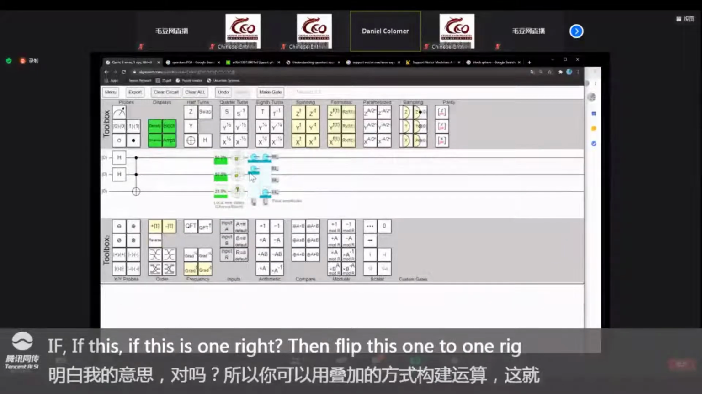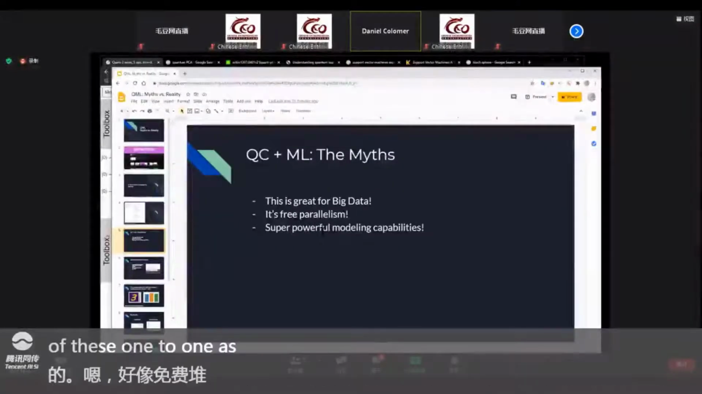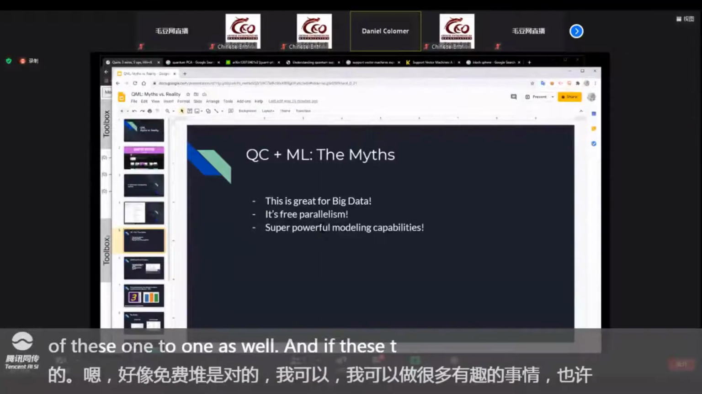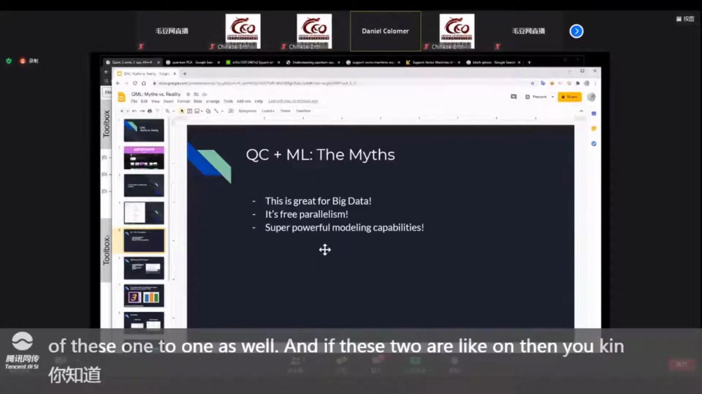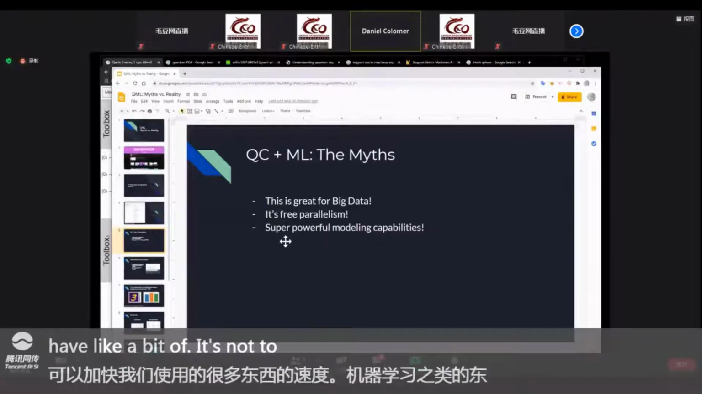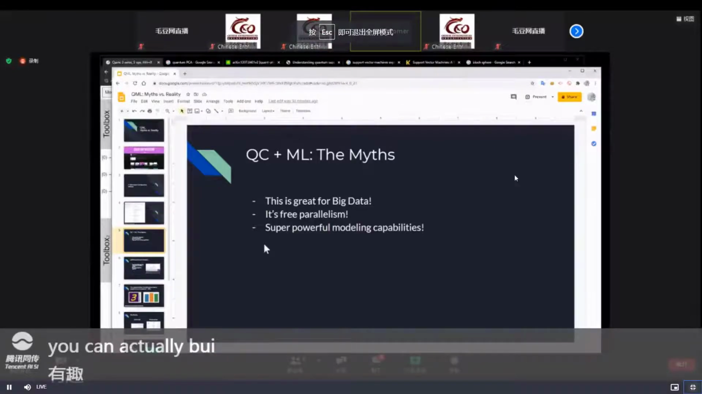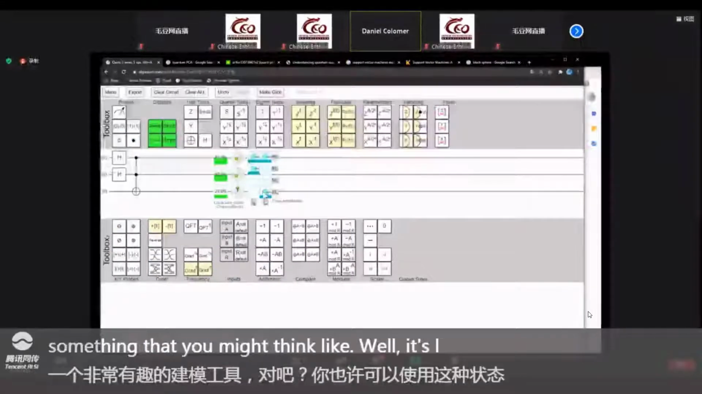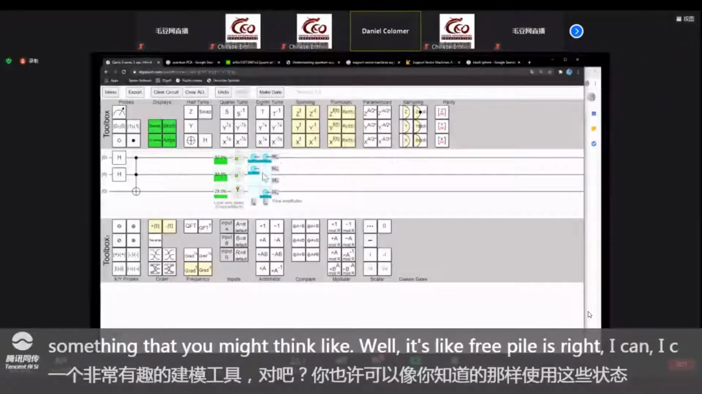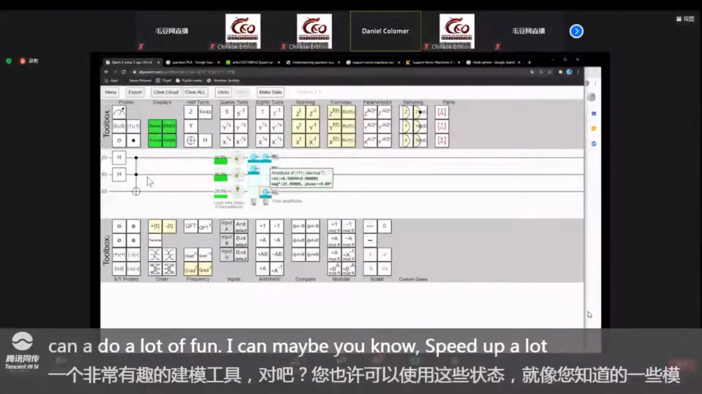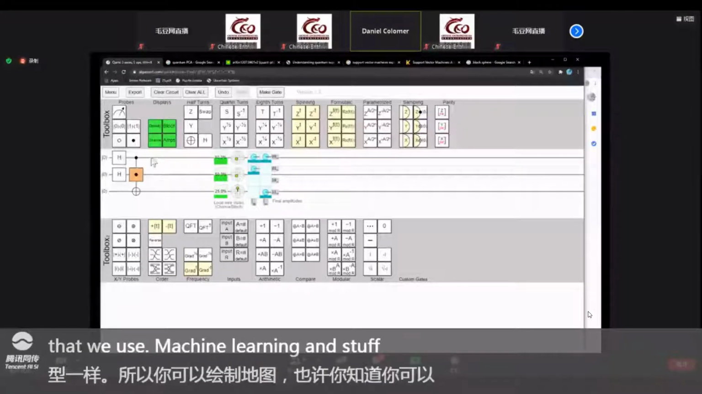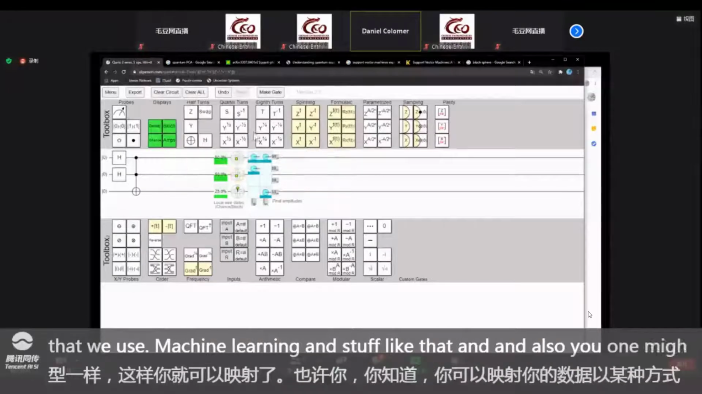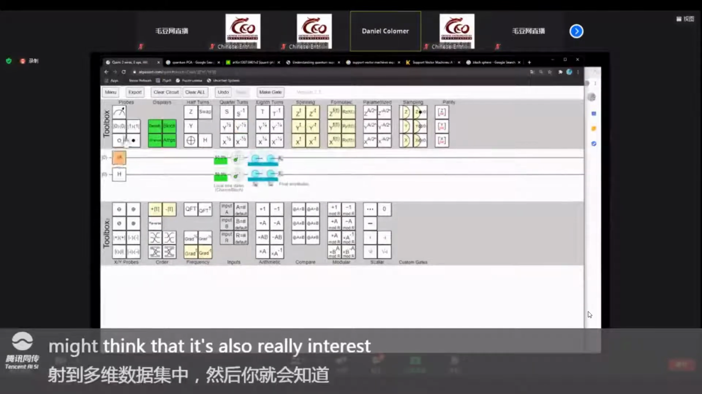this is something that you might think is free parallelism, right? I can do a lot, and maybe speed up a lot of the things that we use in machine learning and so on. And one might also think that it's a really interesting tool for modeling, right? You can maybe use these states as some sort of model, so you can map your data somehow, load it into the qubits, and then play with the fact that you can parameterize gates, right?